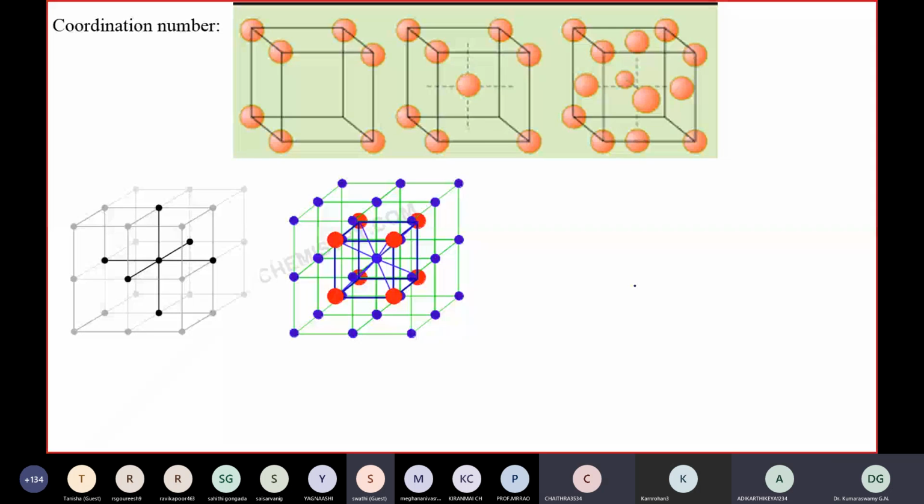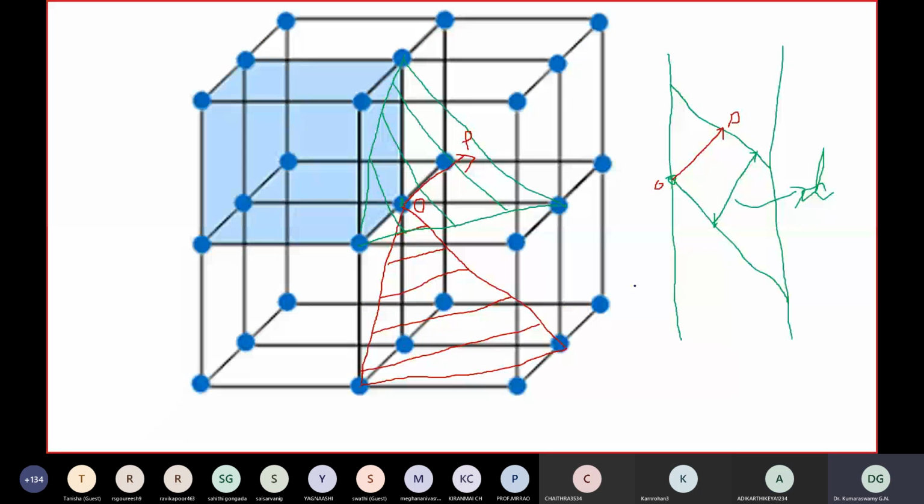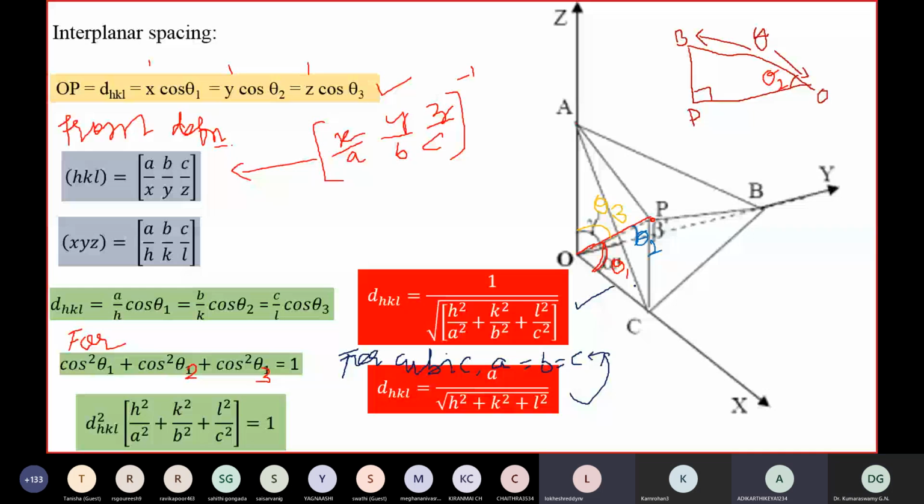Number of atoms. If you don't mind, once again. Which one? Sir, if you don't mind, will you once again show the previous slide so that we can take a screenshot? No, I'll share this. This one, you can take the screenshot. I'll share the whole thing. Not this one, sir, the derivation. I will share the slides every day. You will get it. Don't worry. Okay, sir. Thank you, sir. Very good.